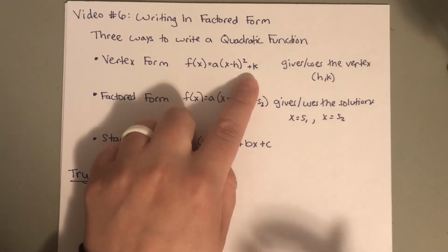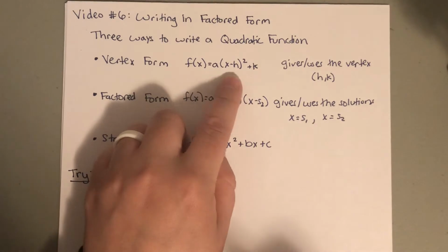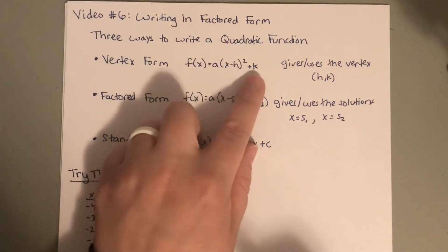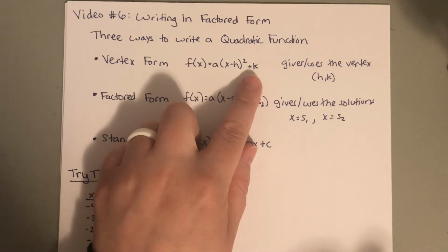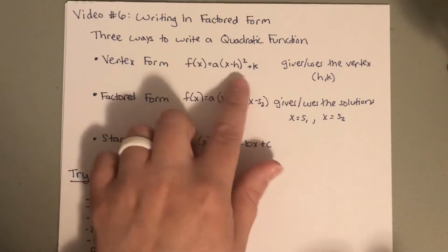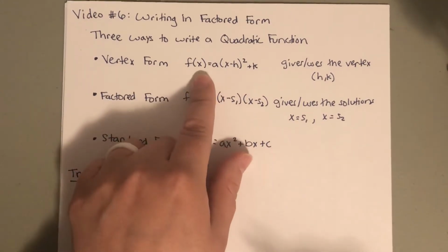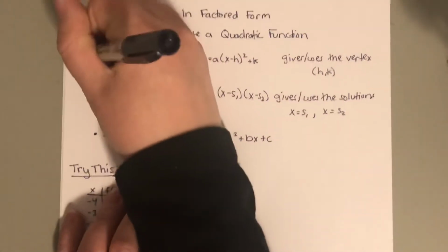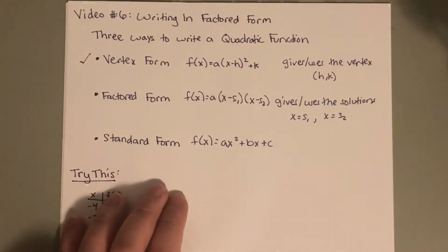And this form, if you look at the equation, gives you the vertex by picking out the opposite of h and then k. Or you can use the vertex to write the function in this form. So this either gives or uses the vertex. That's when vertex form is helpful. So we've already talked about that one.